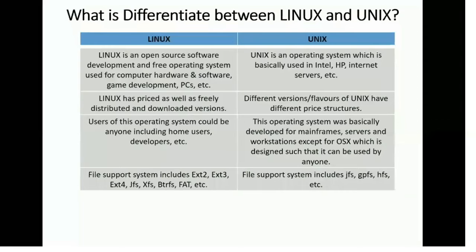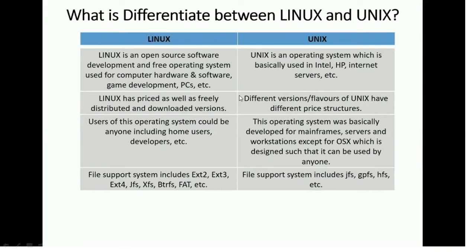Now we see the difference between Linux and Unix. Linux is an open source, free operating system used for computer hardware and software, game development, PCs, etc. Unix is an operating system which is basically used in Intel, HP, and Internet servers. Linux has priced as well as freely distributed and downloaded versions. Different versions and flavors of Unix have different price structures.